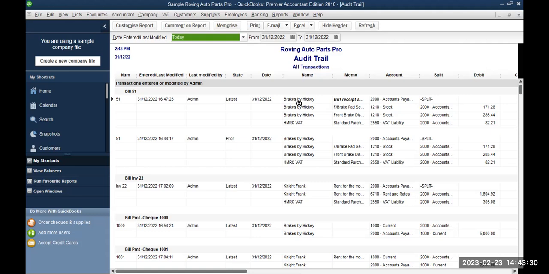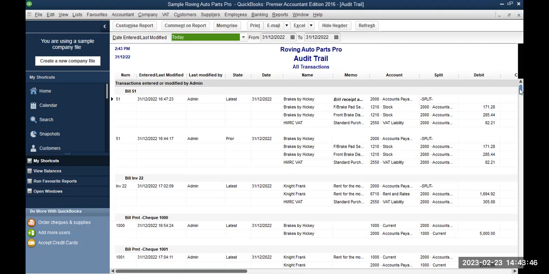Which means if there was a correction or any adjustment, it will show what time it was adjusted. So for example, this is showing this was a prior transaction. This is the latest transaction, so that you can see if there's any adjustment that was made.